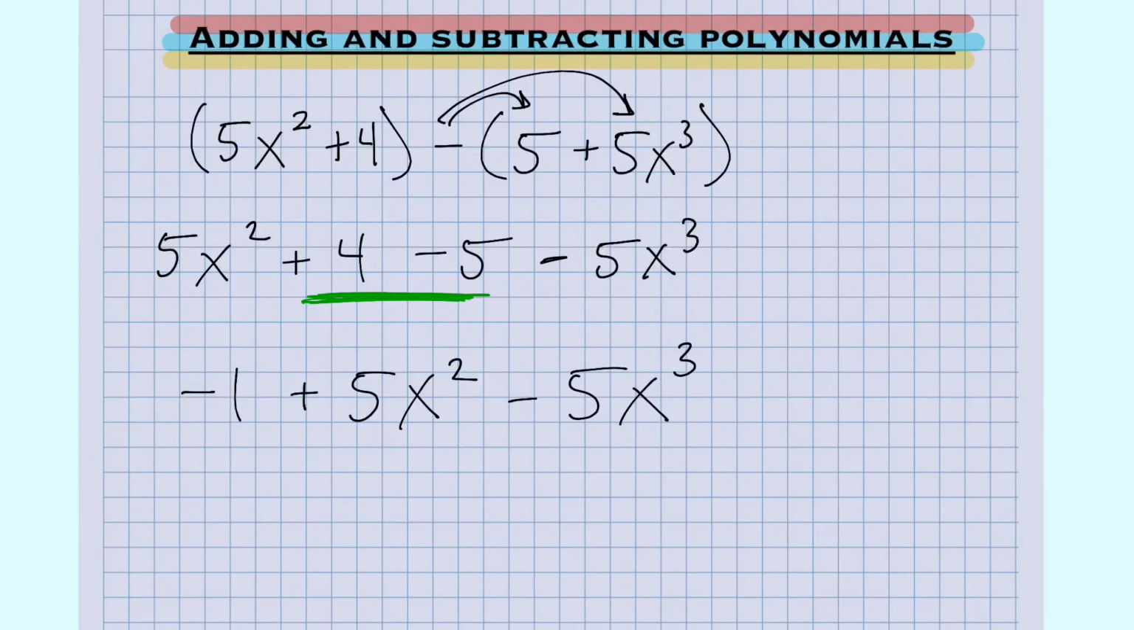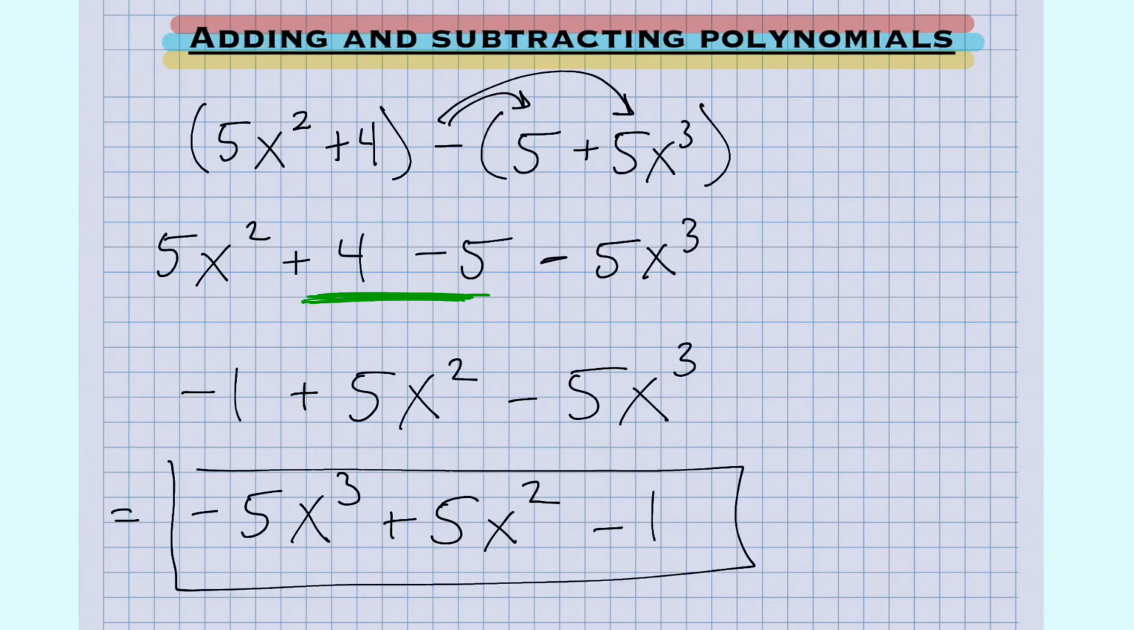Okay, putting that in descending order. What I mean by descending order is you take the term that has the highest exponent, and it goes out in front. So we have negative 5x cubed plus 5x squared minus 1. Here's our answer.